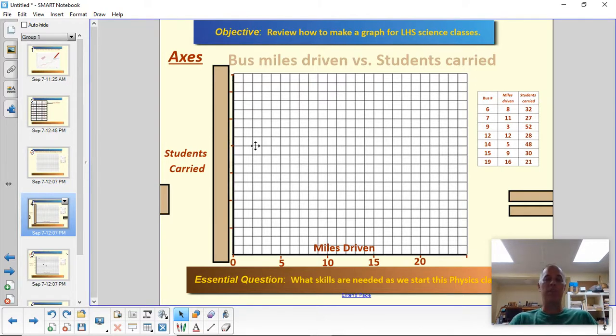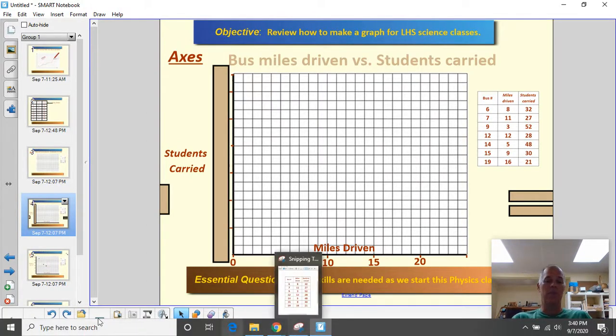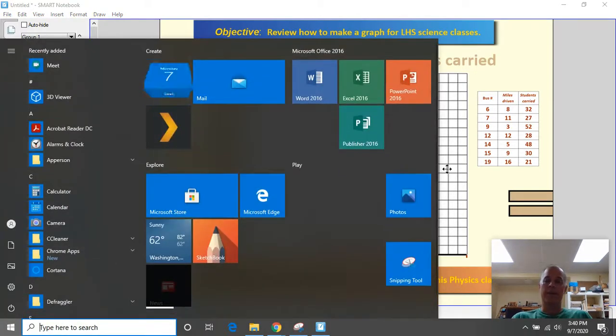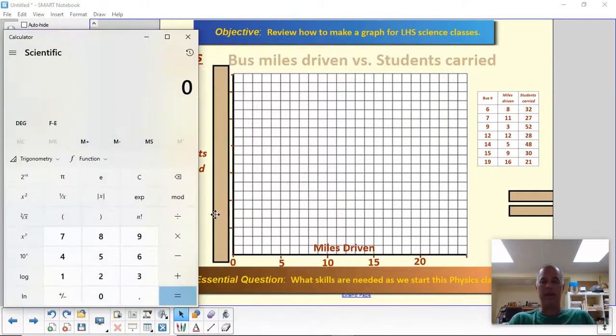But we have to consider how many squares we have. And on the vertical axis here, it turns out we have 20 squares available to us. So if we made each square count for 1 student, there's not room for 52 students. We have to make each square count for more than two students. Let's see, I had a calculator out here and I want to get another one. There it is, calculator. Okay, we're going to get out a calculator.